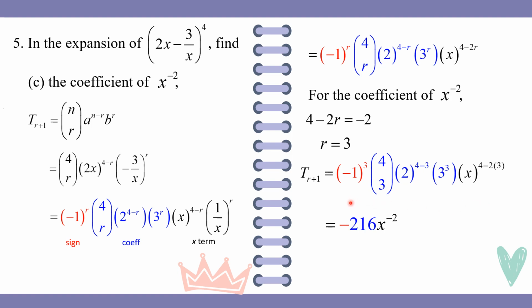Simplifying, we'll have negative 216 x power negative 2. Now, there's something wrong with this answer here because the question is asking us to find the coefficient and not the term. So we just need to have the coefficient, which means that we will remove all the x term here as our final answer.